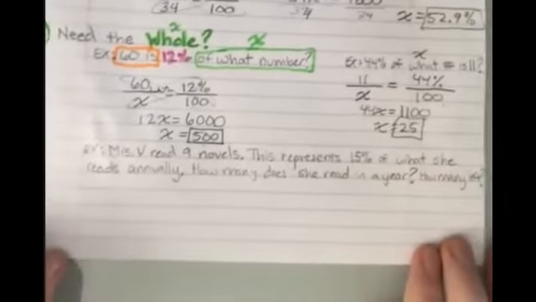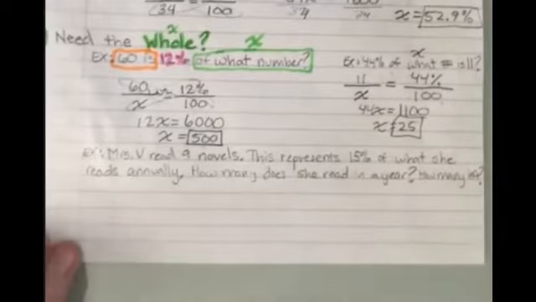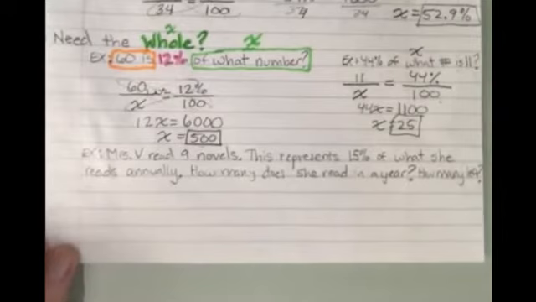A word problem for this section. Mrs. V reads 9 novels. This represents 15% of what she needs to read annually. How many does she read in a year? How many does she have left to read since I've already read 9 novels? This is a 2-question problem.